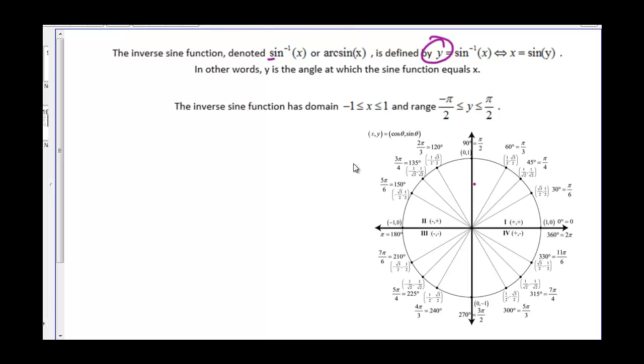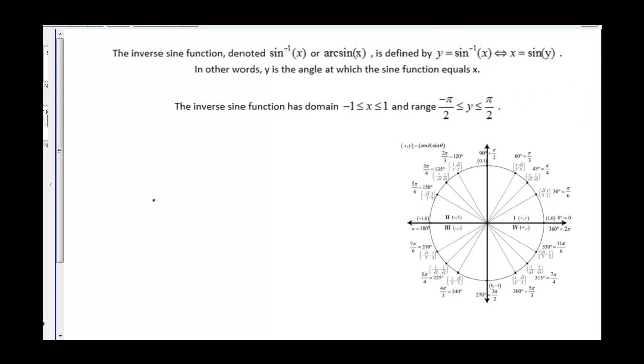And since we had to restrict ourselves to this domain, negative pi over 2 to pi over 2, this domain becomes the range for this inverse sine function. Since this was the domain of our original function, it's now the range of the inverse function. And similarly, the range of the function sine of x is negative 1 to 1, so that becomes the domain of the inverse function.